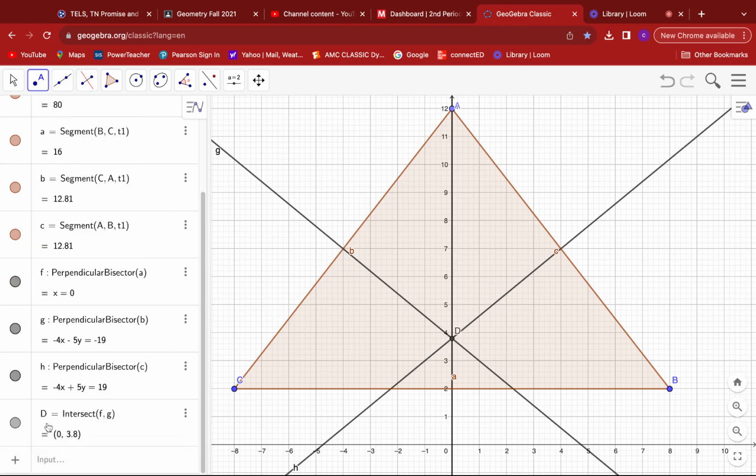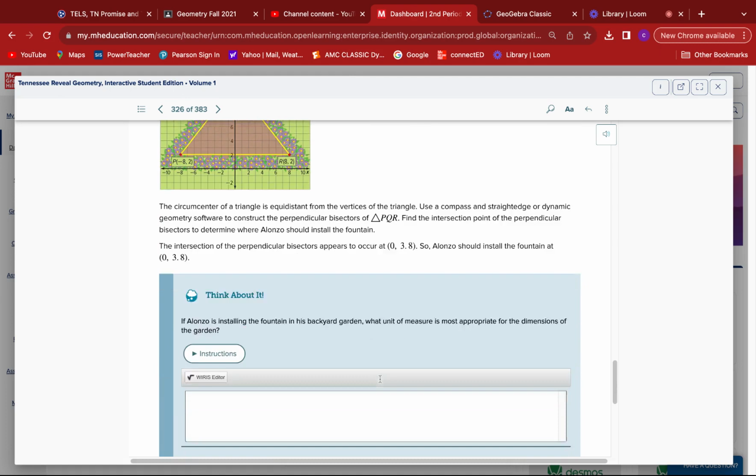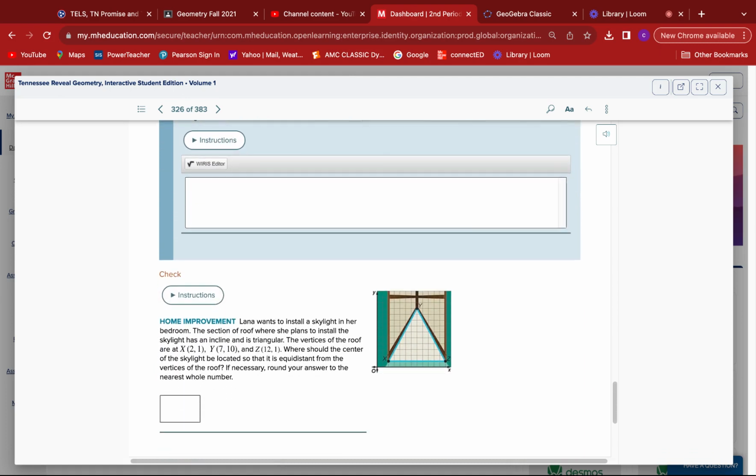And yep, the book is correct. So it looks like 0, 3.8 is the place where he was going to want to put the fountain. He's going to put the fountain right there. All right, so the book is correct. 0, 3.8, correct answer. And we have a check right below that.